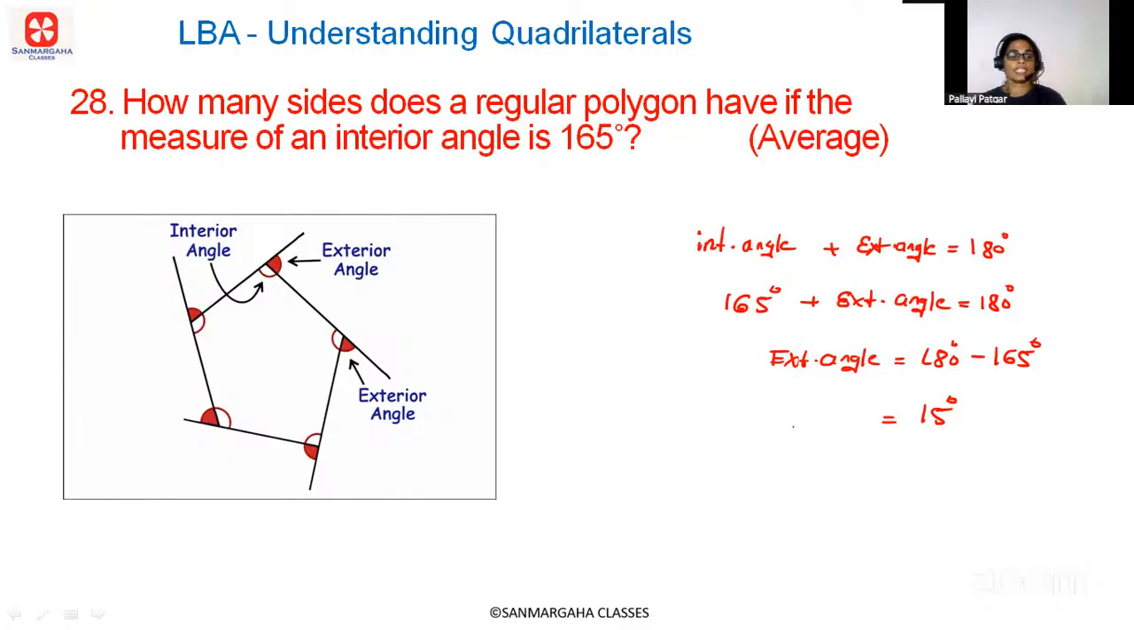Each exterior angle is 15 degree. So we need to find out how many sides the regular polygon has. So n is equal to sum of all the exterior angles in any regular polygon, which is 360 degree, divided by each exterior angle 15 degree. Okay, so simplify this.